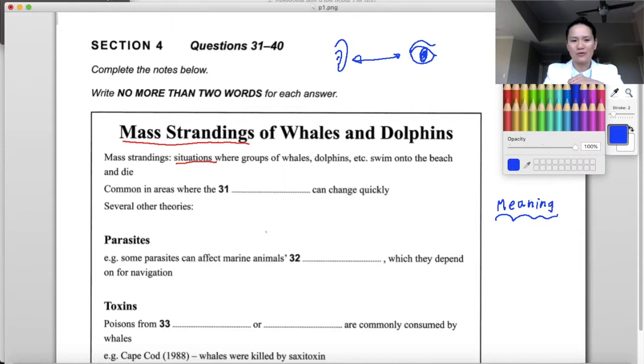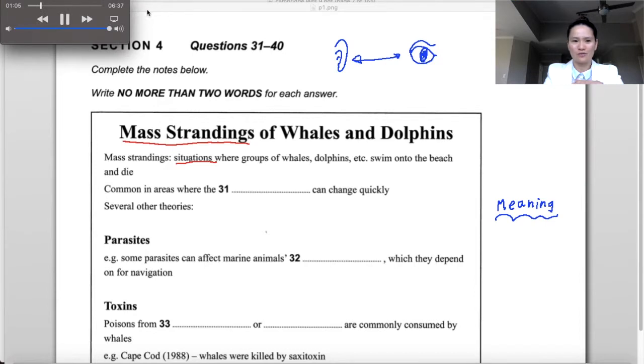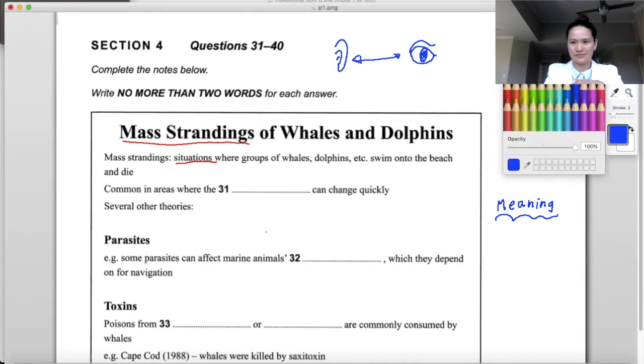Now we find number 1 first. If you're ready, let's go. Now listen carefully and answer questions 31 to 40.